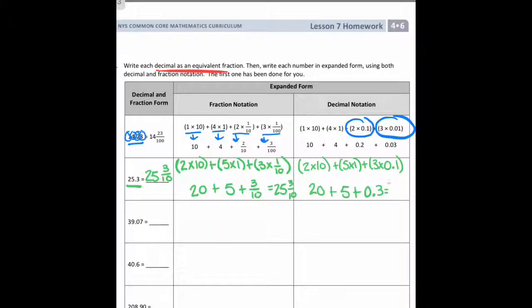Okay, and we're going to continue the examples this way. It gives you a total of 25.3. The next one is 39.07, which is the same thing as 39 and 7/100ths. It's not 7/10ths because that 7 is in the hundredths place.